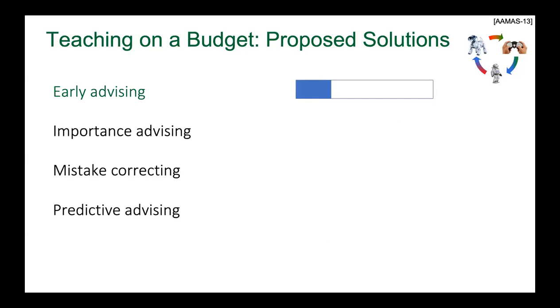So the first thing you might think of, the simplest thing you could think of, is let's dump out all our advice at the beginning. Reinforcement learning agents start from random. They're real dumb at the beginning. So why not give all of my advice at the beginning? One option.